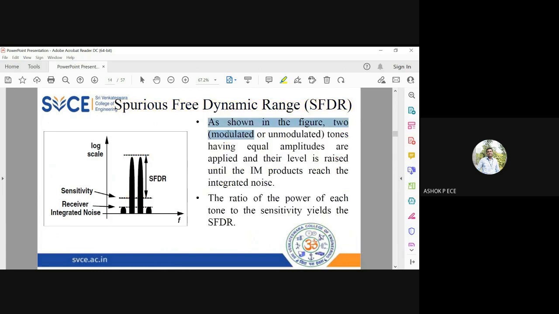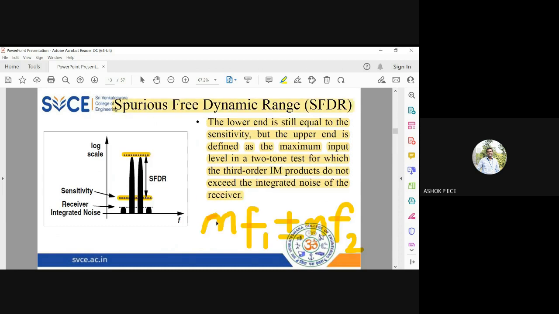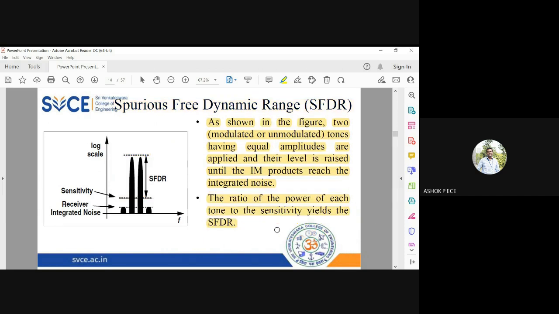So if you take the ratio, again, you will get SFDR. The power of each tone relative to sensitivity is going to give you SFDR. When you derive the expression for SFDR, you will understand what is meant by an IM product. For now, understand IM means a linear combination of two frequencies which are mixing to produce an interfering frequency. That level of understanding is enough as of now.